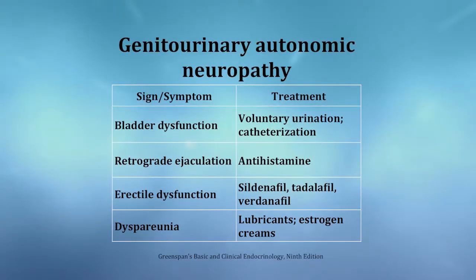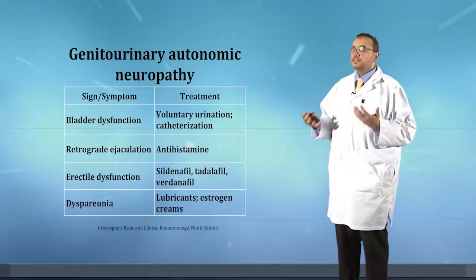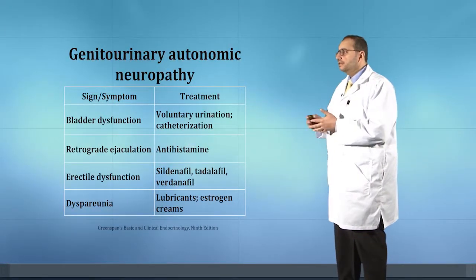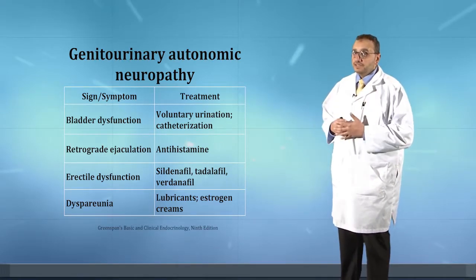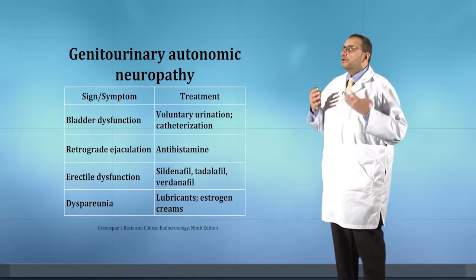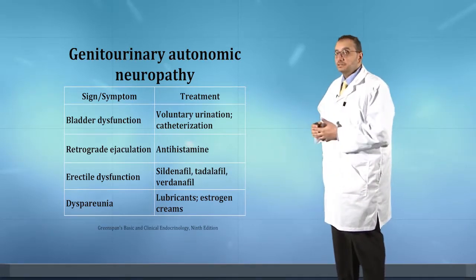Genitourinary autonomic neuropathy. We will speak about certain types and the treatment. Number one is bladder dysfunction, and the treatment usually is voluntary urination. Sometimes it might need voluntary catheterization. Retrograde ejaculation is usually treated by antihistamine.